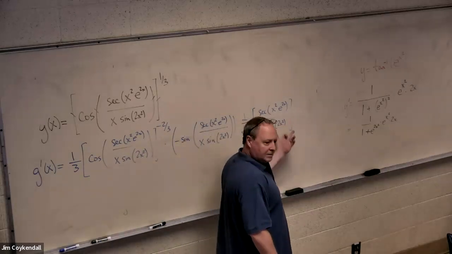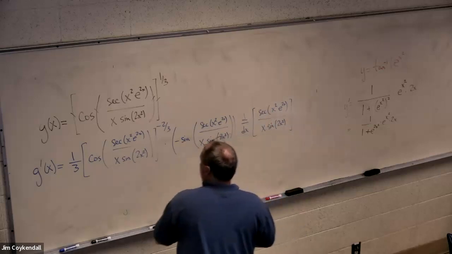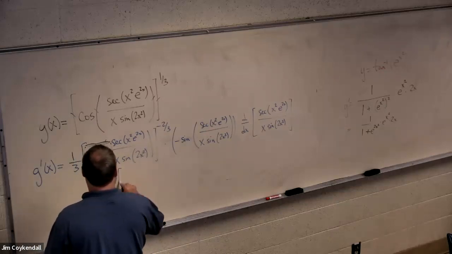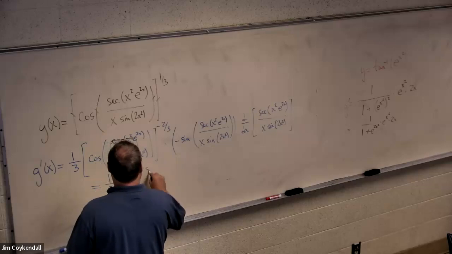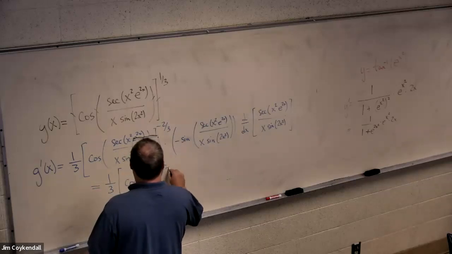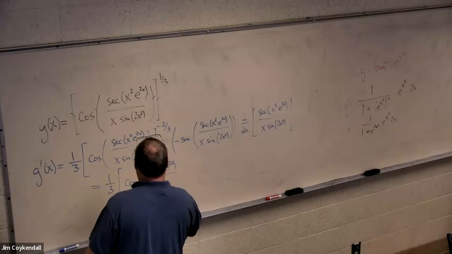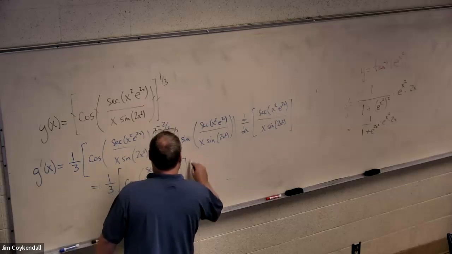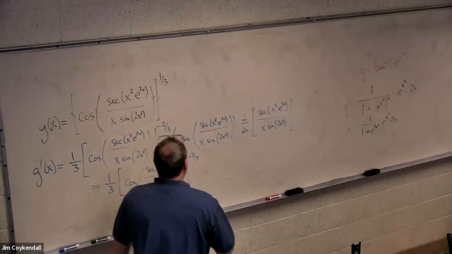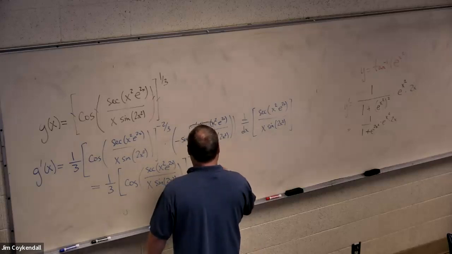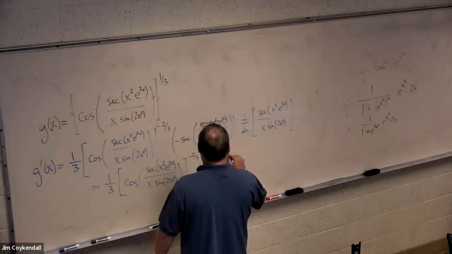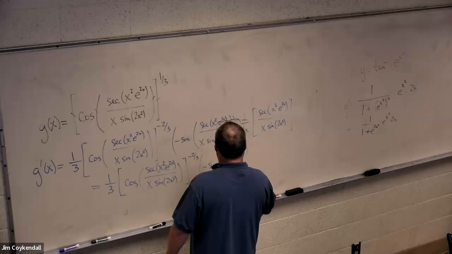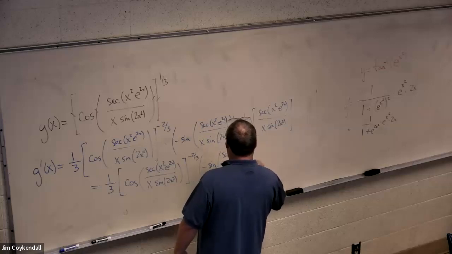And now I'm going to keep going with this, right? So I'll write the first part in blue and the rest in something else. Or you can do a little aside. Secant x squared equals 2x over x sine 2x squared, to the minus 2/3, times negative sine secant x squared equals 2x over x sine 2x squared.